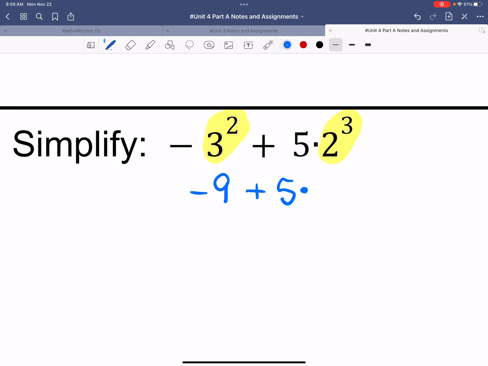Two times 2 times 2? It's not 6. I'm going to give you a little help there. 8.